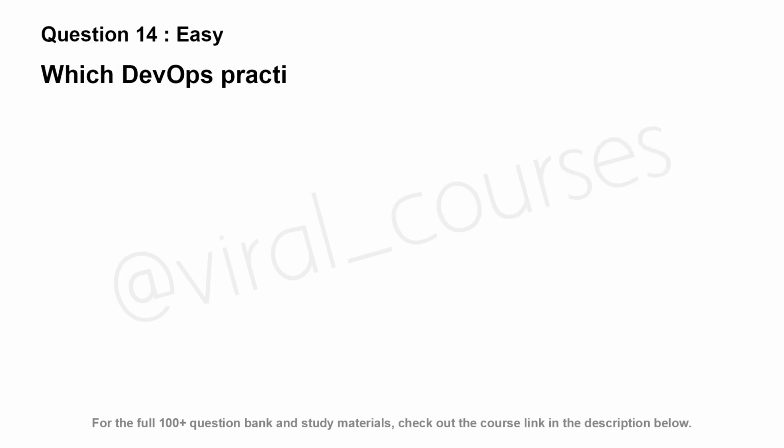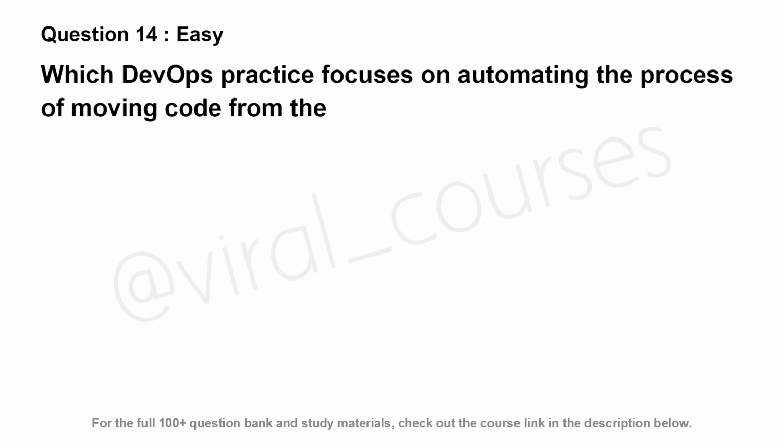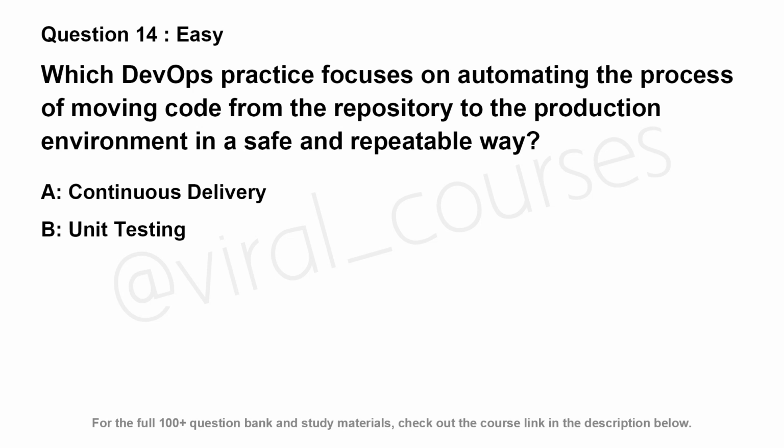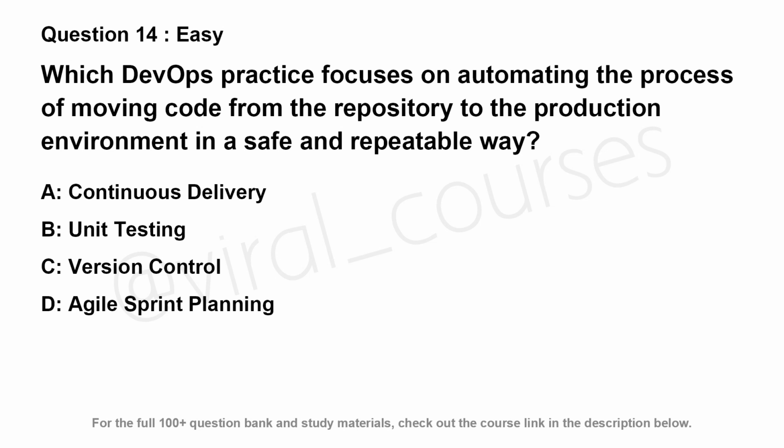Which DevOps practice focuses on automating the process of moving code from the repository to the production environment in a safe and repeatable way? Option A. Continuous delivery. Option B. Unit testing. Option C. Version control. Option D. Agile sprint planning.